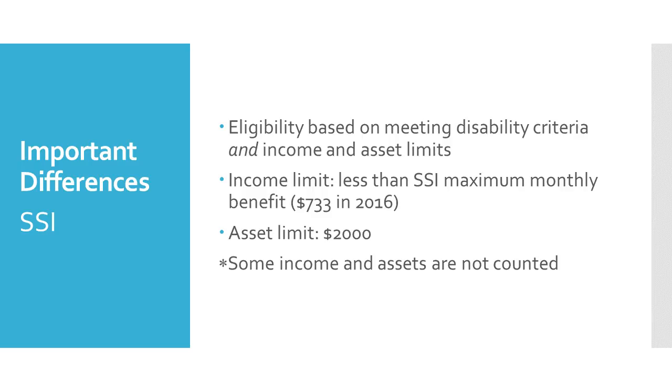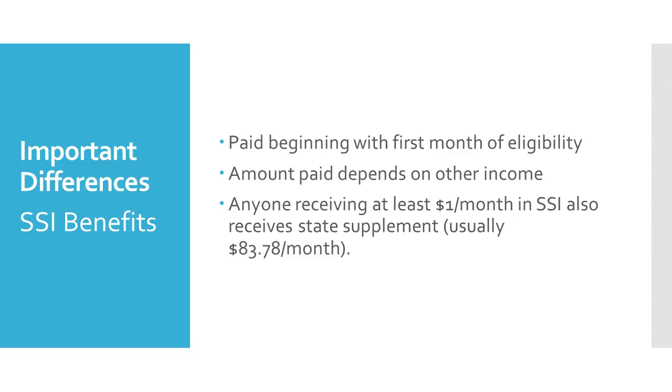The other thing to keep in mind for SSI financial eligibility is that the income of others in your household, a spouse, for example, or other income you're receiving from other sources, would be considered to a certain extent in determining your eligibility. SSI benefits are paid from the first month that you become eligible, showing that you're disabled and that you meet the financial eligibility requirement. And the amount of benefits that you're paid depends on your other income.